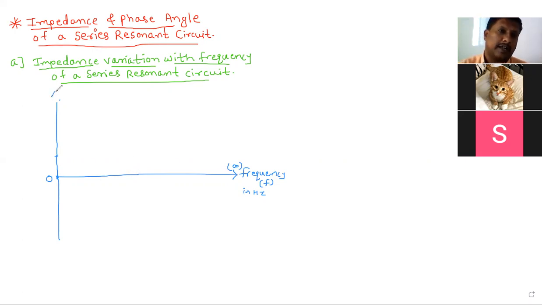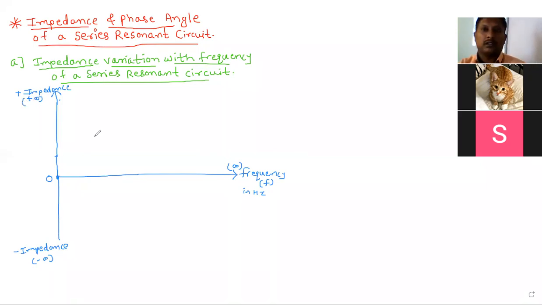Now on the y-axis, obviously we are taking impedance versus frequency. Here the impedance will come on the y-axis. So positive impedance and negative impedance. Negative impedance because the capacitor is minus jXC, which is negative. Here it is positive and here it is negative impedance. So it is negative infinite here and positive infinite here. Maximum value I am talking about.